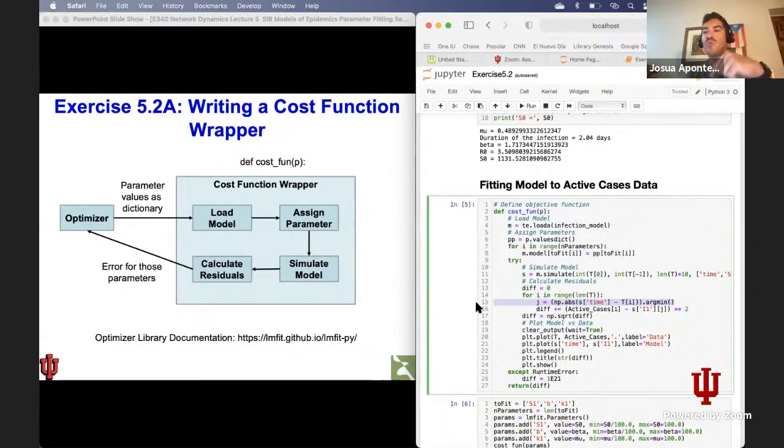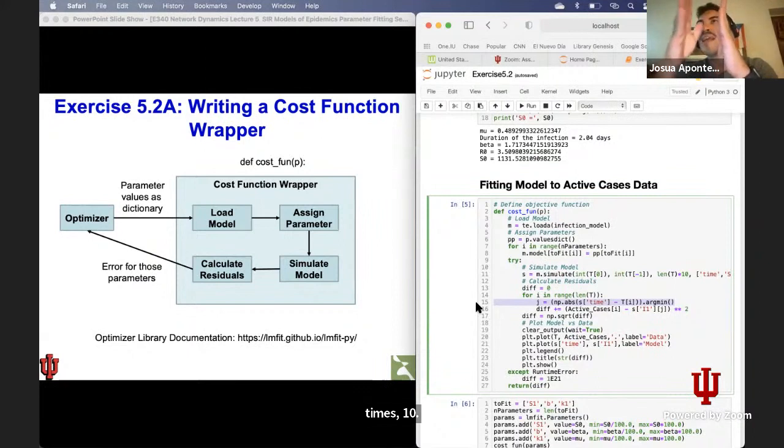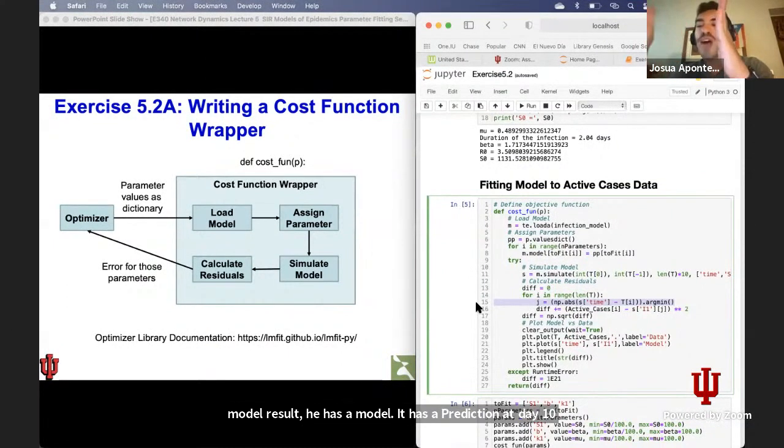Basically looking at which points are closer in time. They might not be one-to-one. So let's say you have a data point that was collected at day 10. But because of how the model is being simulated, the model does not exactly have a point at day 10. It has a prediction at day 10.5. So what this part of the code is doing is saying, okay, look at which point is closer to the time point in the data, and then take that to calculate the difference.